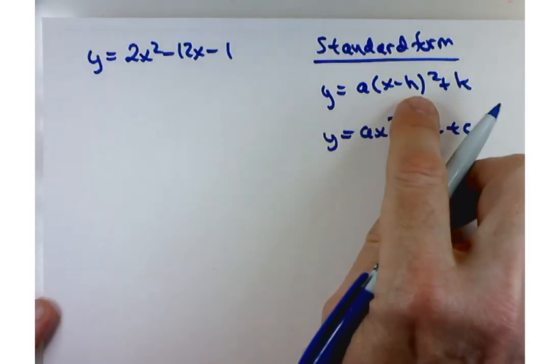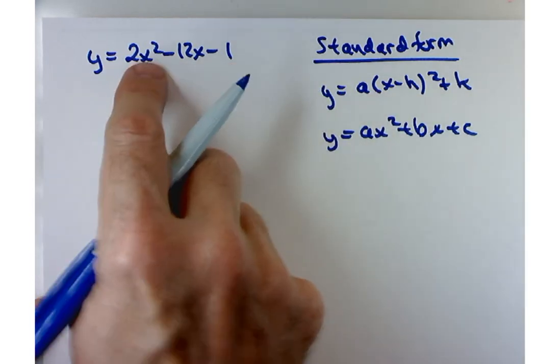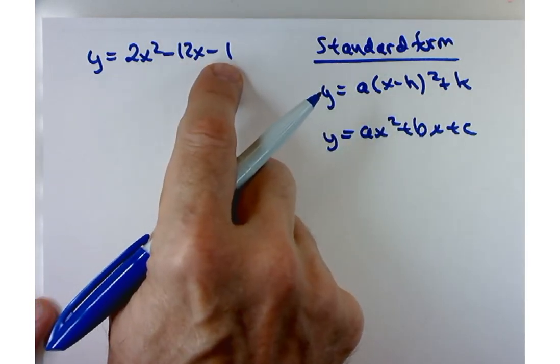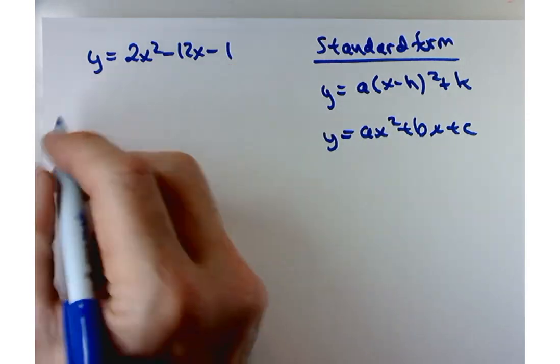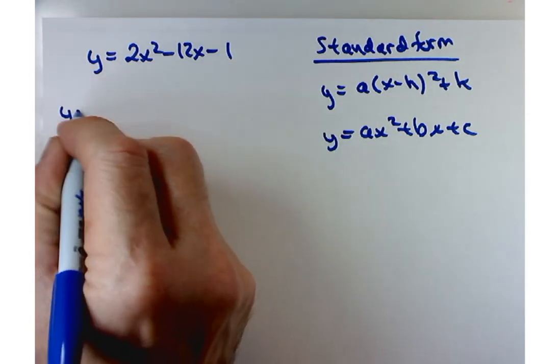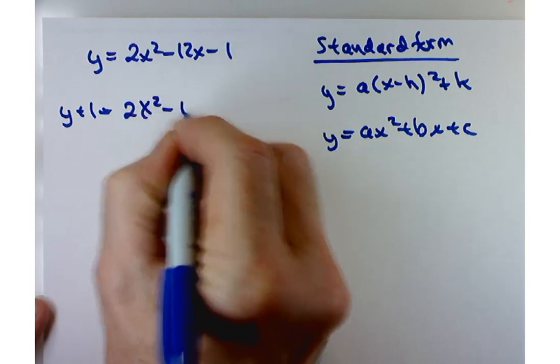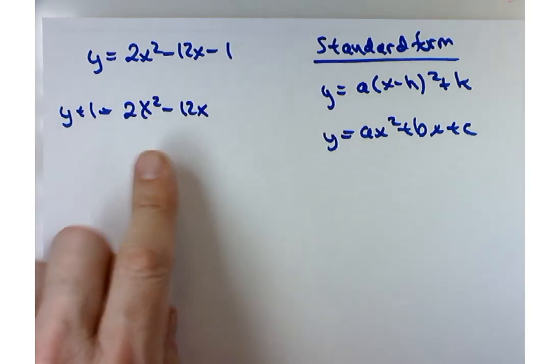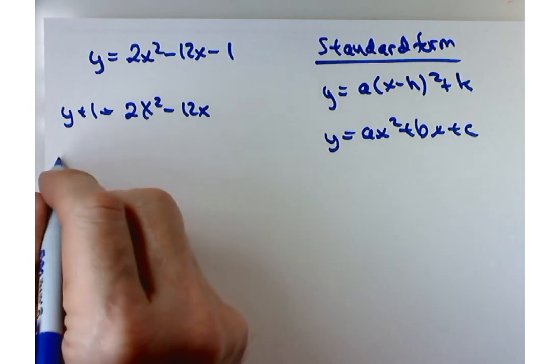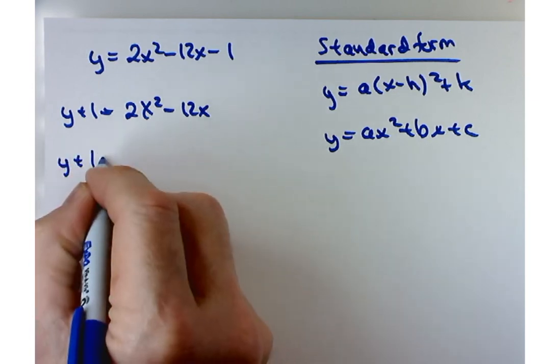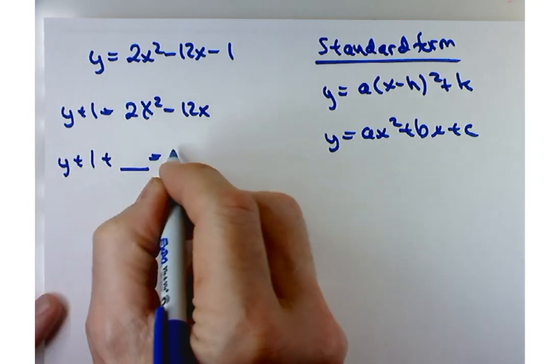If you're going to put it in the standard form, we're going to need to do a process of completing the square. So for my convenience, I'm just going to move that 1 to the other side. Then I need to complete the square. So it's going to be 1 plus something plus something.